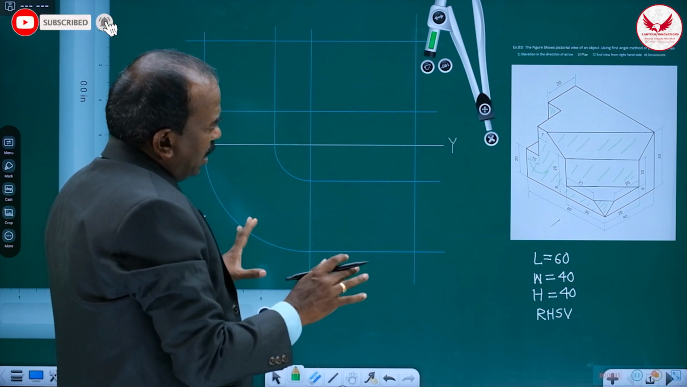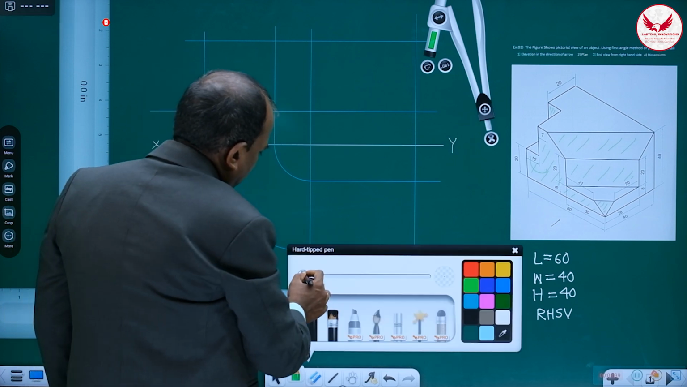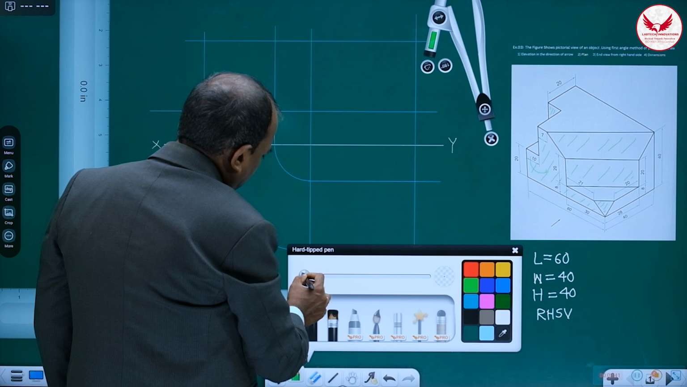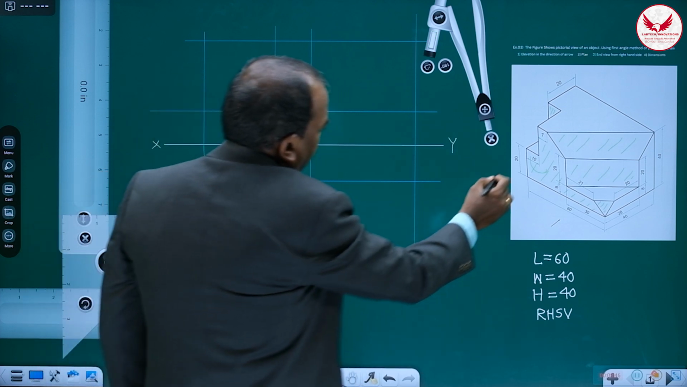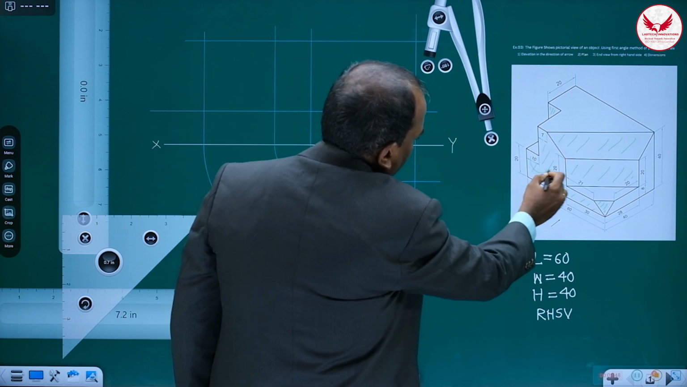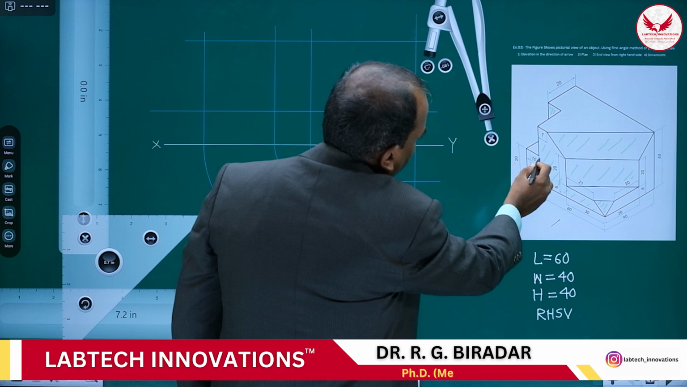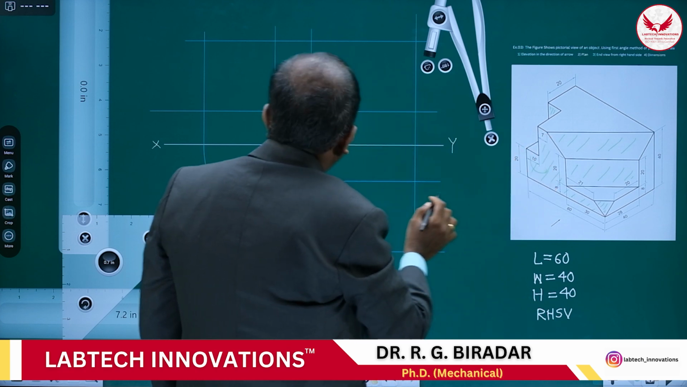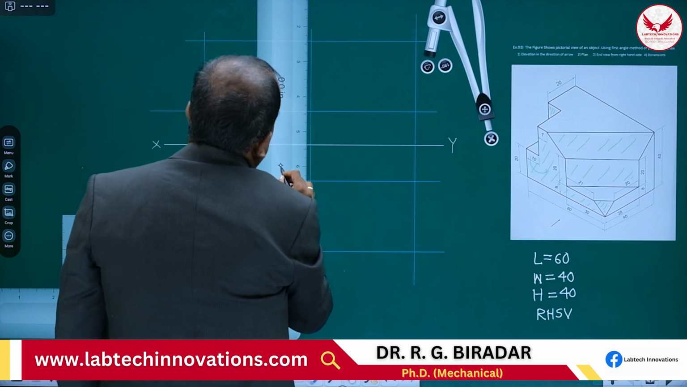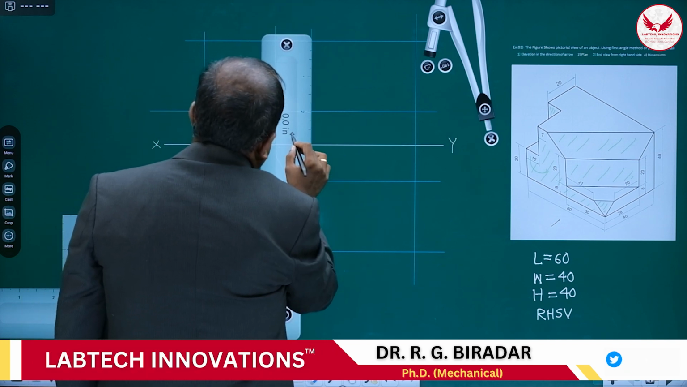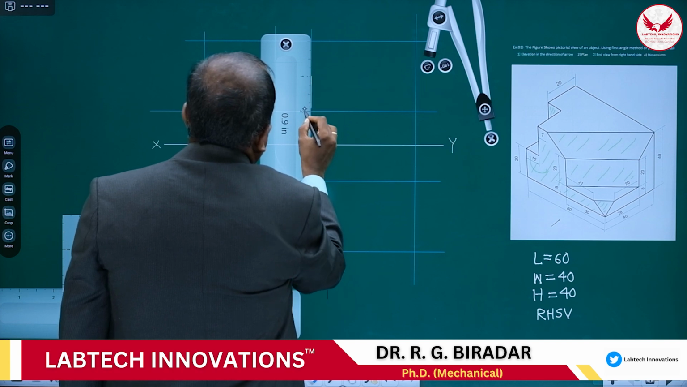I'll suggest, as far as this object is concerned, first you draw the front view itself. When we draw the front view, how should it be? If you see, first we'll mark this single surface. First this is 20, then 10, and then again 20, because the height is 20.